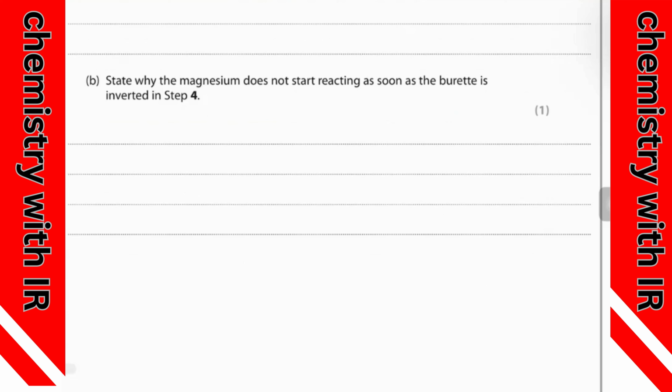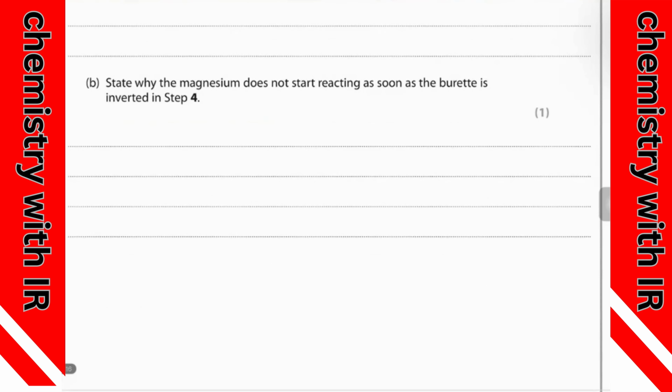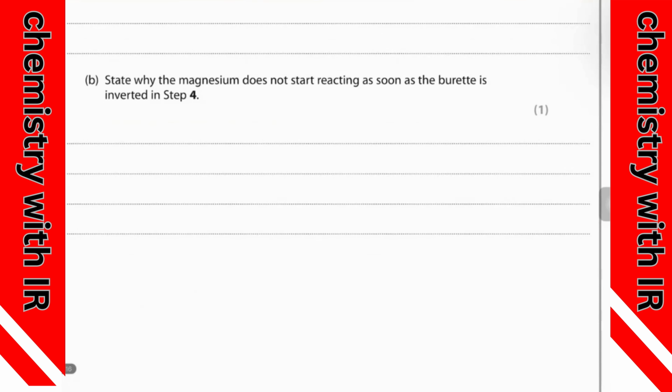State why the magnesium does not start reacting as soon as the burette is inverted in step 4. The reason is that when you have inverted that burette into the HCl or water, suddenly the reaction is not going to start. You know why? Because at the start, magnesium is not in contact with the hydrochloric acid. That's the main point. It's only 1 mark.